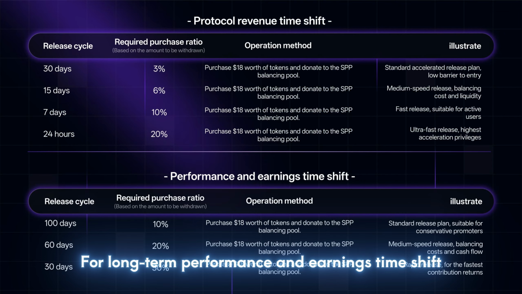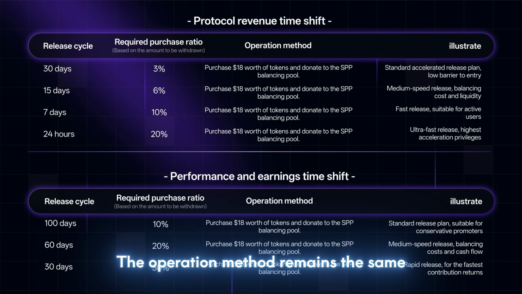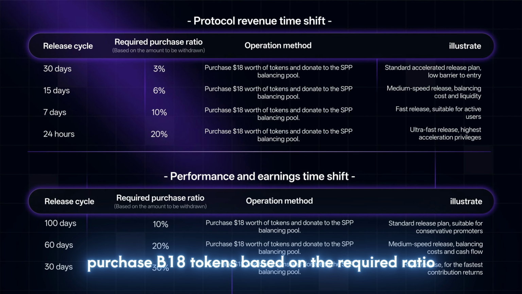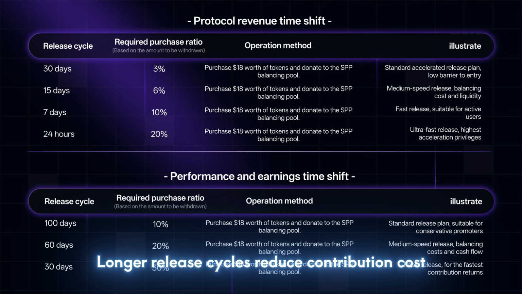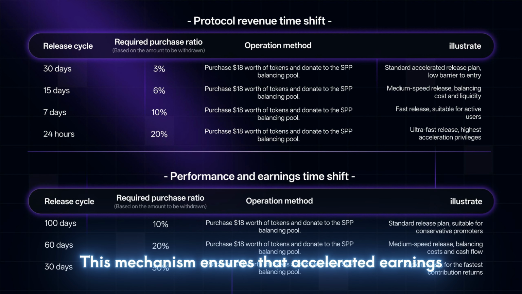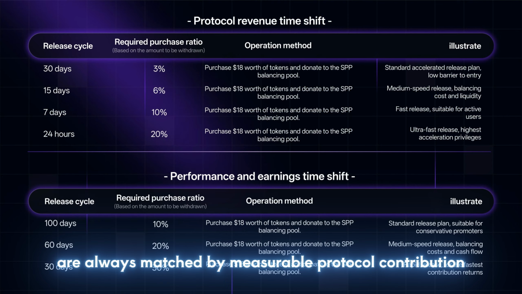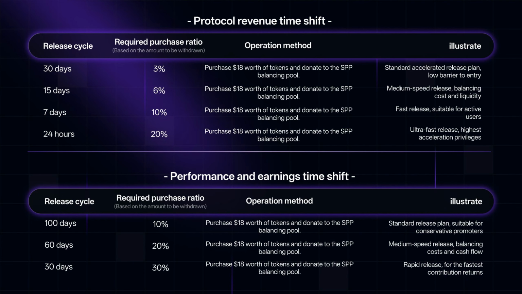For long-term performance and earnings time shift, a 100-day release requires a 10% purchase ratio. A 60-day release requires 20%. A 30-day release requires 30%. The operation method remains the same. Purchase B18 tokens based on the required ratio and donate them to the SPP pool. Longer release cycles reduce contribution cost, while shorter cycles prioritize speed and capital efficiency. This mechanism ensures that accelerated earnings are always matched by measurable protocol contribution, maintaining system stability and fairness.